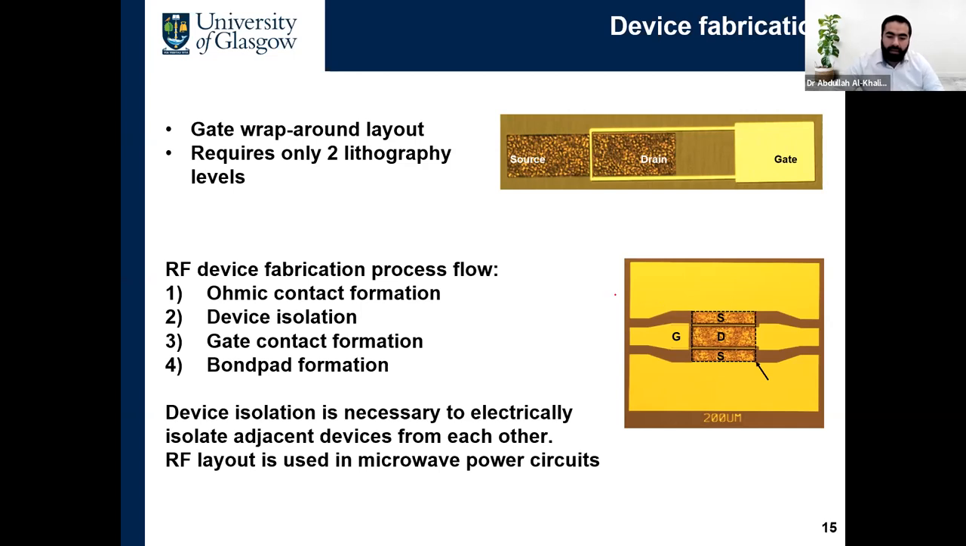And this is the RF configuration, so it requires four lithography steps. We have the ohmic contacts, then the device isolation or the mesa isolation, so we isolate around the device. We make the gate contact later, and then the bond pad. The advantage of this layout is that we can do RF measurements as well. So we can do S-parameters, we can measure fT, fmax, and so on.